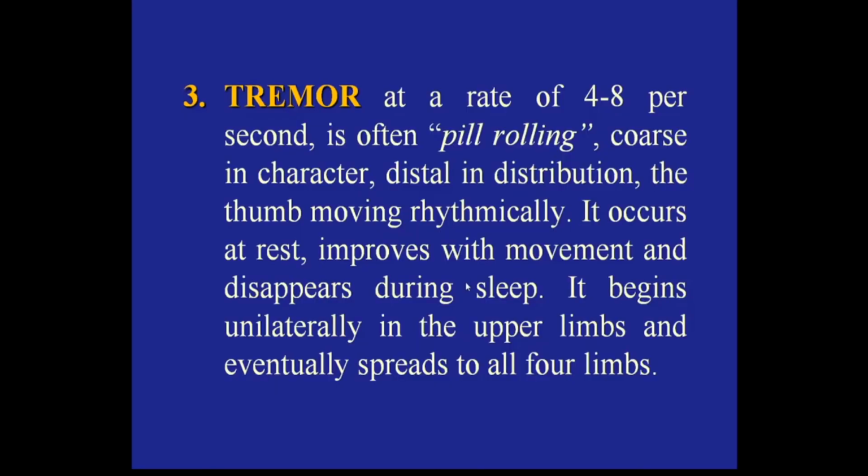Expressionless face. The third sign of Parkinsonism, this is tremor. Tremor of rest at a rate 4 to 8 per second. Pill rolling, distal in distribution, the thumb moving rhythmically. It occurs at rest, improves with movement, and disappears during sleep. It begins unilaterally in case of Parkinson's disease, in the upper limbs, and eventually spreads to all 4 limbs. This is our patient with the initial stage of Parkinsonism, unilateral tremor.